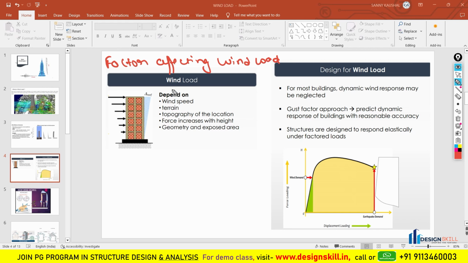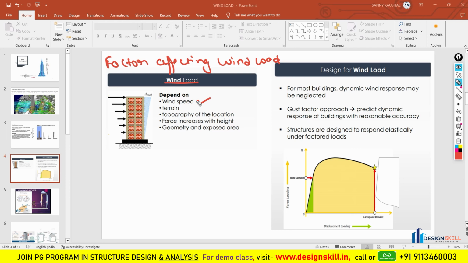Now we have to understand what the factors are which are responsible for the wind load on the structures. Actually the wind load depends, first, on the wind speed, and the wind speed depends on different cities. Let's suppose that if you're in Bangalore, then we have a wind speed of 33 meters per second for that particular city. If we are in Mumbai, then we have a 44 meters per second wind speed in that particular city.